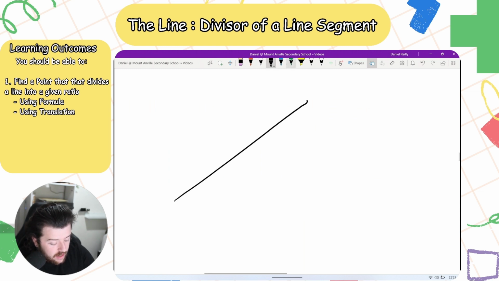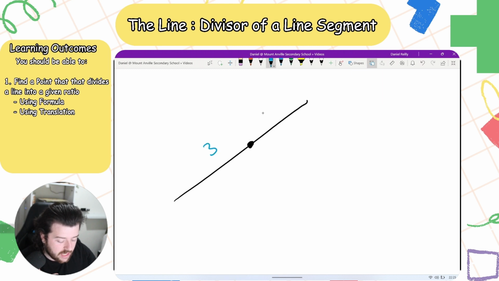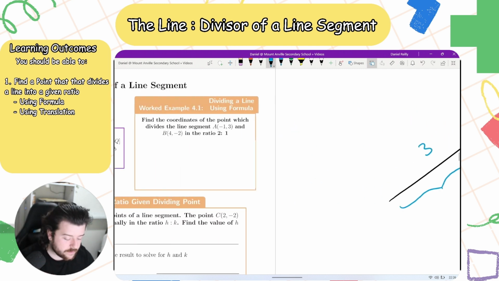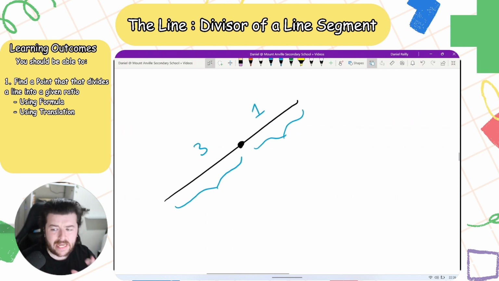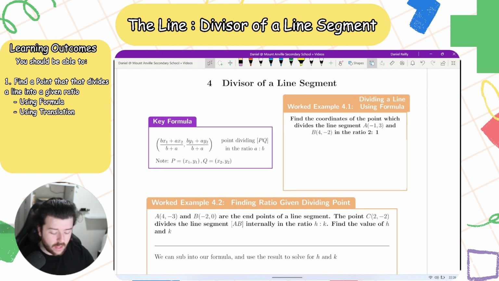So here's a line. We are asked to find a point, like such, that divides the line into a certain ratio. Say 3 is to 1, where this side is 3 times bigger than this side. Obviously that's not 3 to 1, but you get the point, right? So let's have a look at this question.